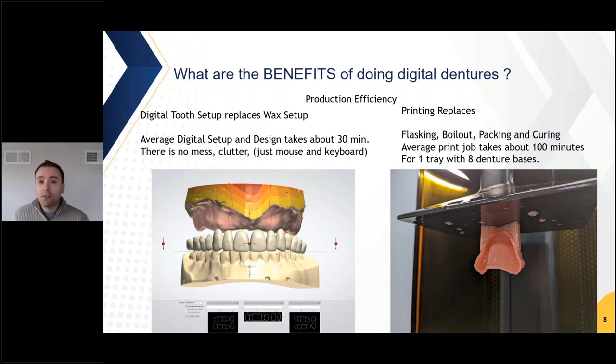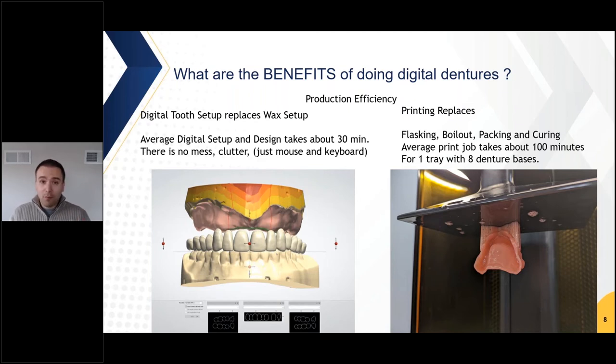And so digital tooth setup replaces the wax. There's no mess, clutter, just a mouse and a keyboard, maybe a hot cup of tea, and that's all you need. You can knock out a really good denture in about 30 minutes, depending on the skill. Obviously, the time varies, but if we really want to put time into it, it's about 30 minutes that we give our designers to do digital denture design. Then from that point on, it just goes straight to 3D printing. We're actually able to turn around digital dentures within a day because it's such an efficient process of production.